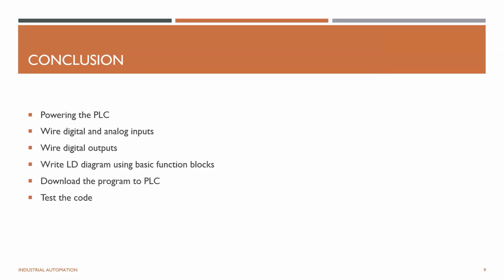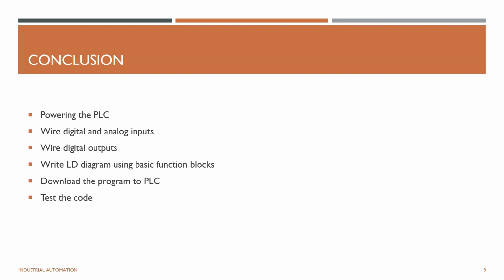Let's recap what you have learned in this session. You have learned how to power the PLC using the plus 24 volt and minus 24 volt. And then you have learned how to wire the digital and analog inputs using NPN type and PNP type sensors. And then you have learned how to wire the digital outputs using sourcing outputs to power the pilot lamps.